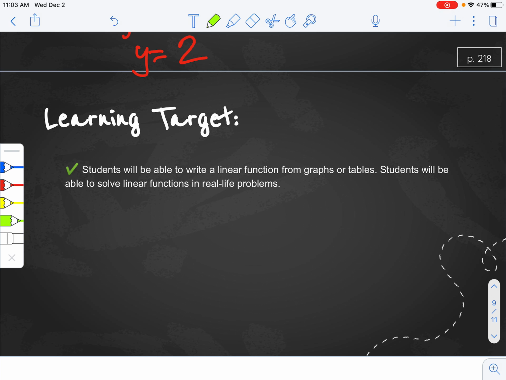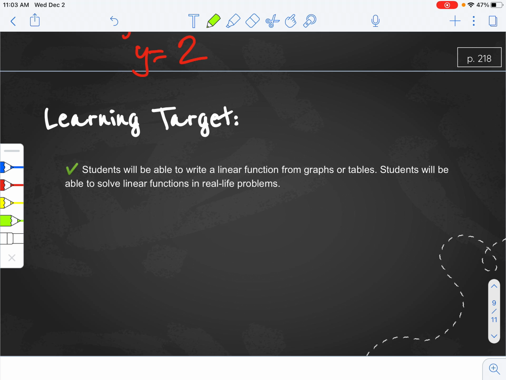So our learning target: students will be able to write a linear function from graphs or tables. Well, we went over that a few times. I showed a few. You guys tried a couple. I think we're good there. Students will be able to solve linear functions in a real-life problem. And that is something that you will practice on your homework.